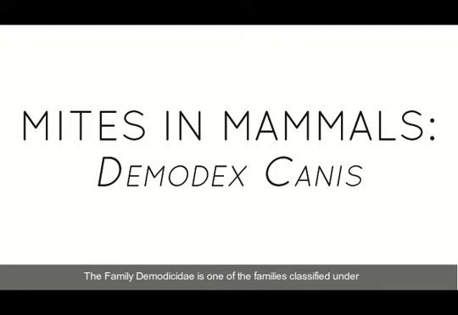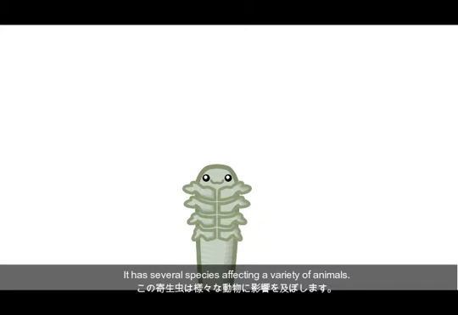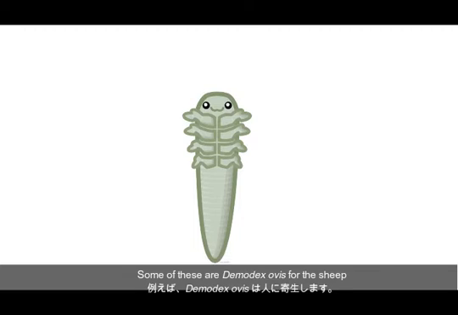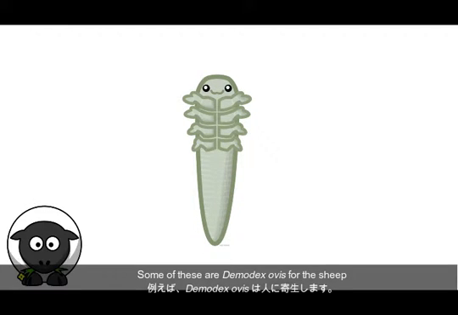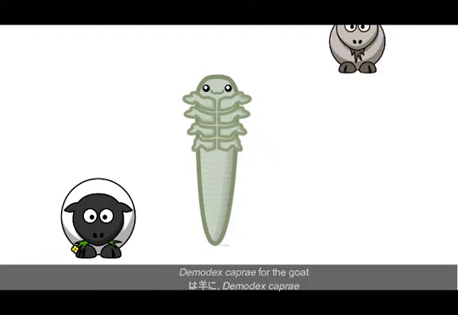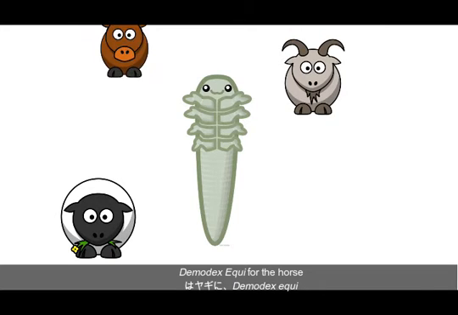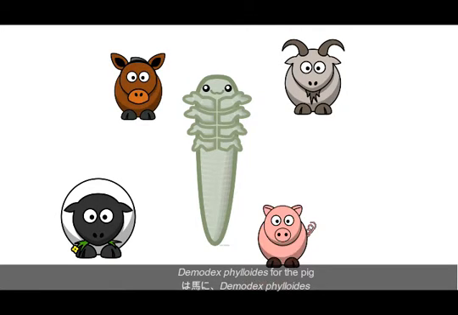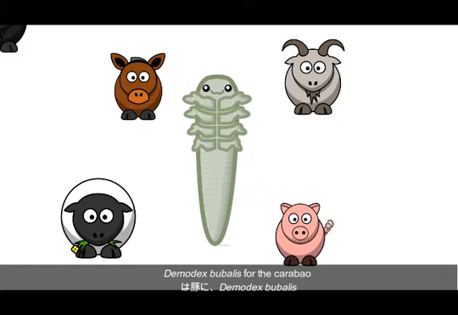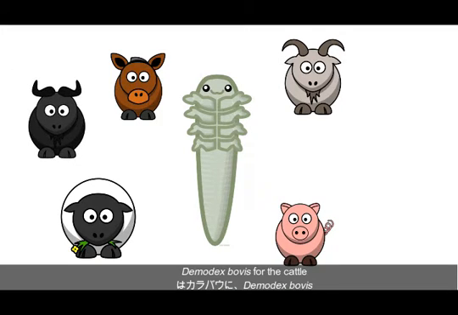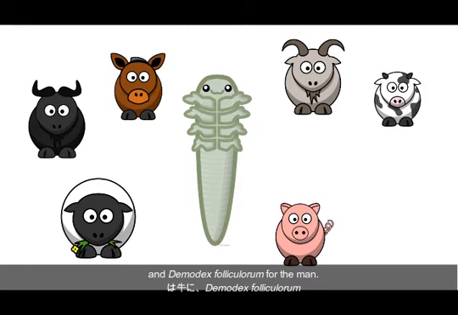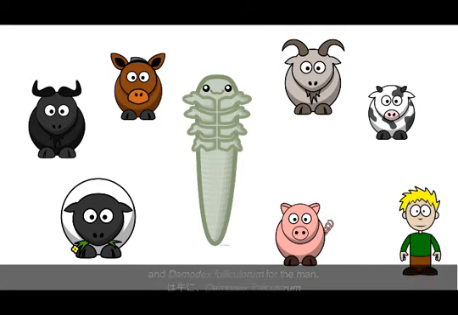The family Demodicidae is one of the families classified under the suborder Prostigmata, order Parasitiformes, subclass Acari, class Arachnida, and phylum Arthropoda. It has several species affecting a variety of animals. Some of these are Demodex ovis for the sheep, Demodex caprae for the goat, Demodex equi for the horse, Demodex phalloides for the pig, Demodex bovalis for the carabao, Demodex bovis for the cattle, and Demodex folliculorum for the man.